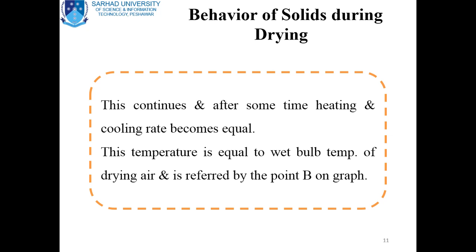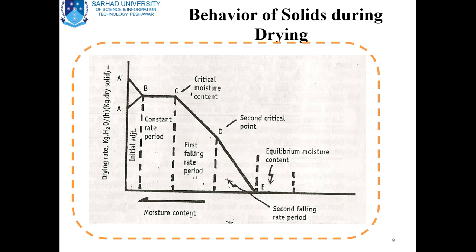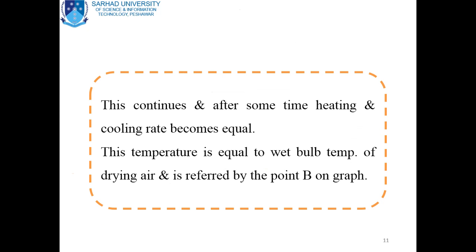After continuation of this heat energy supply, this temperature is equal to the wet bulb temperature of the drying air, and is referred to as point B on the graph. You can see that it continues from point A to B in the graph, and it shall continue up till point B on the graph.